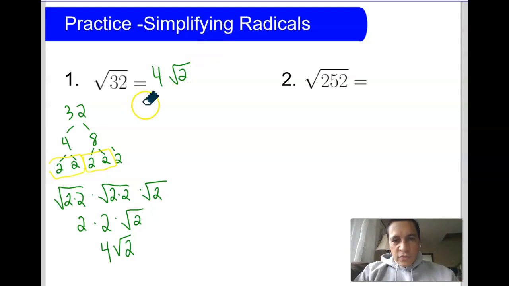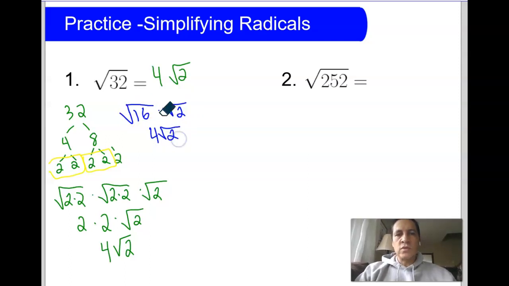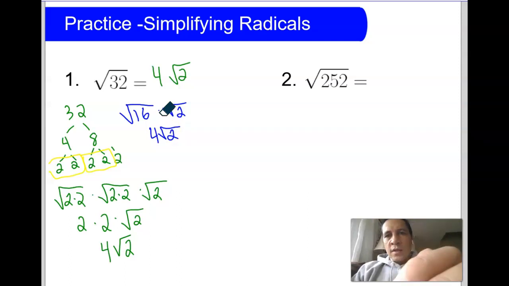You may have also seen, though, and again, this is where it helps to know those perfect squares, 32 is made up of 16 times 2. So you could just do the square root of 16, which is 4, times the square root of 2. All right, 252. This one I'm going to break up into its prime factors.